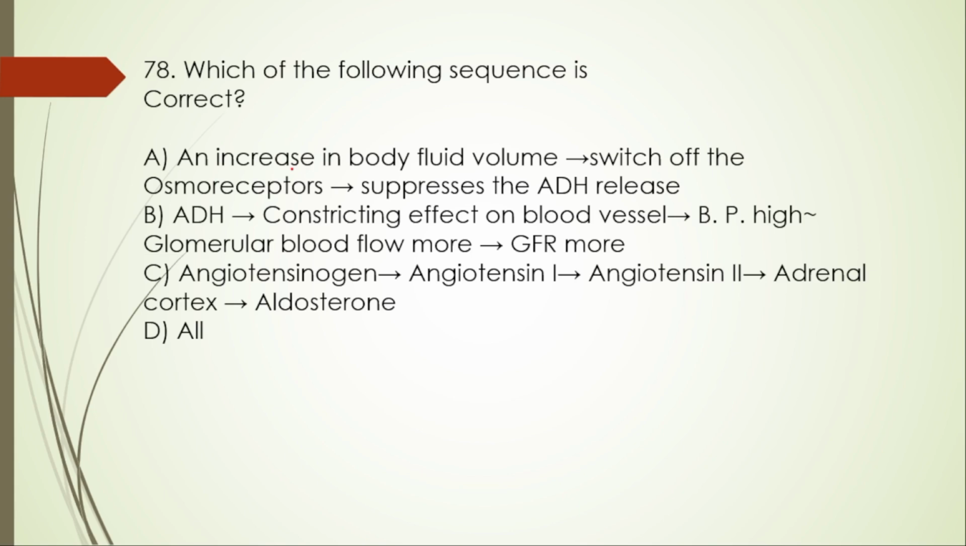Next, 78th one. Which of the following sequence is correct? A. An increase in body fluid volume switches off the osmoreceptor, suppresses the ADH release. This one is right. B. ADH has a vasoconstricting effect on blood vessels, BP high, glomerular blood flow more, and then GFR is more. This one is also right. C. Angiotensin 1 and then angiotensin 2, adrenal cortex to aldosterone. This sequence is also right. So all are right. That's why option D is right.